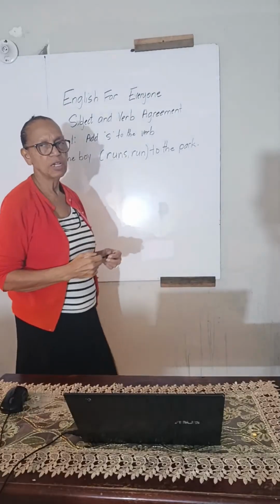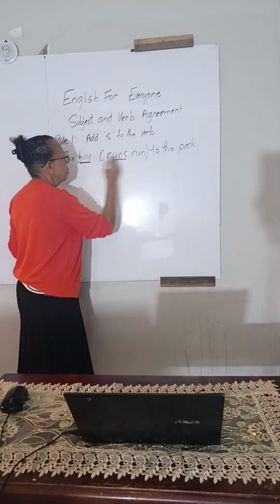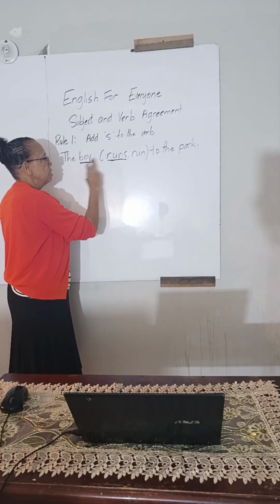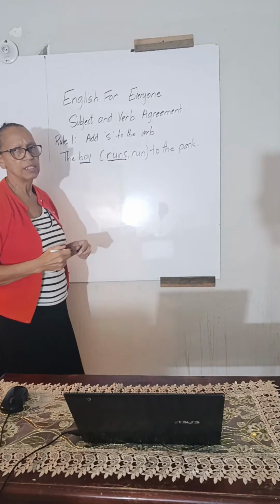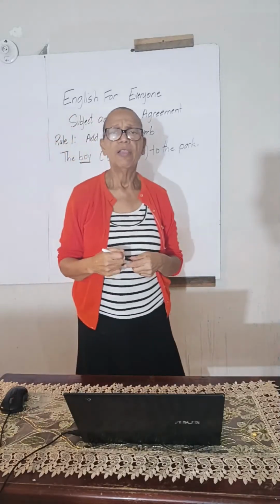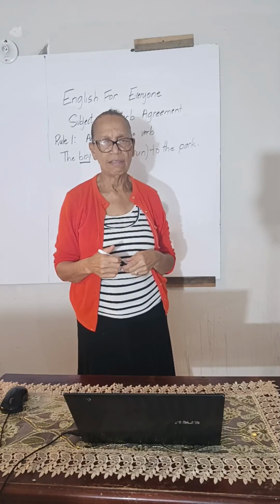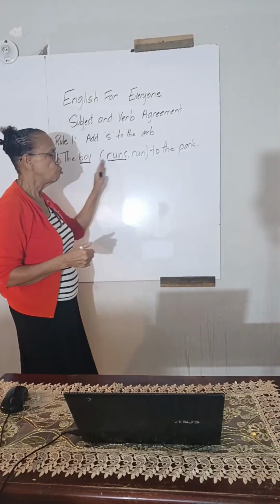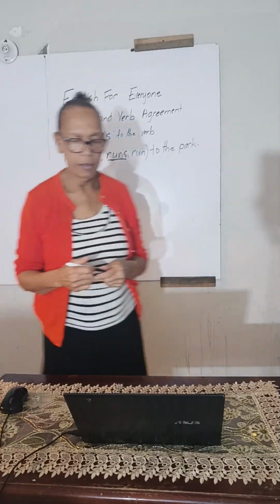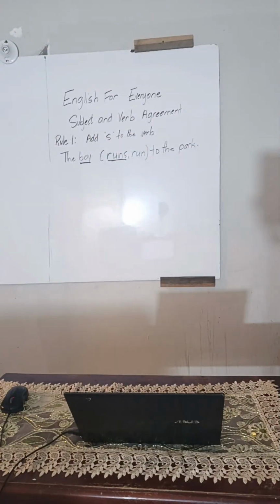So we're looking at subject and verb agreement. The boy, one boy. So no S is here, S is going to be here. So sometimes you can look at it this way: you cannot have two S's right there, the verb S and the subject S. So the boy runs to the park.